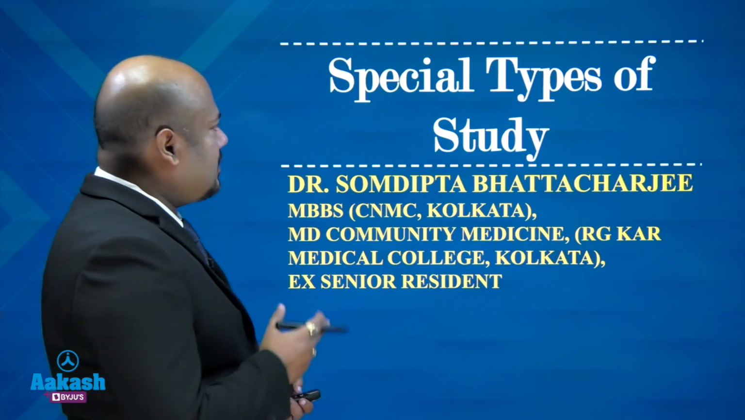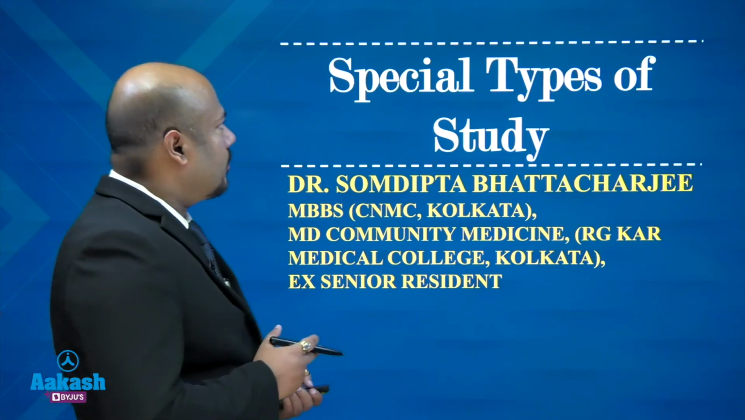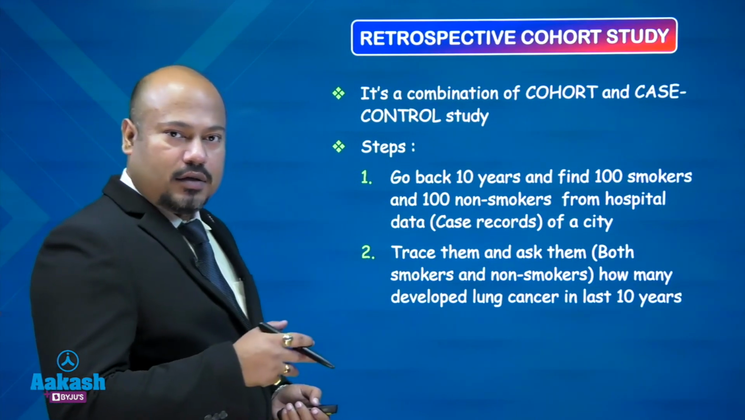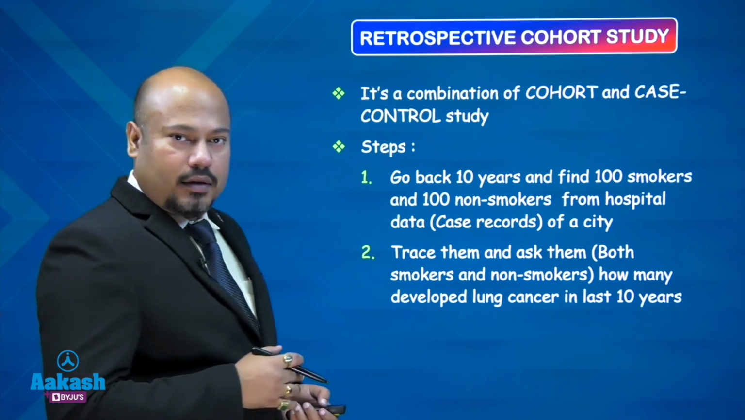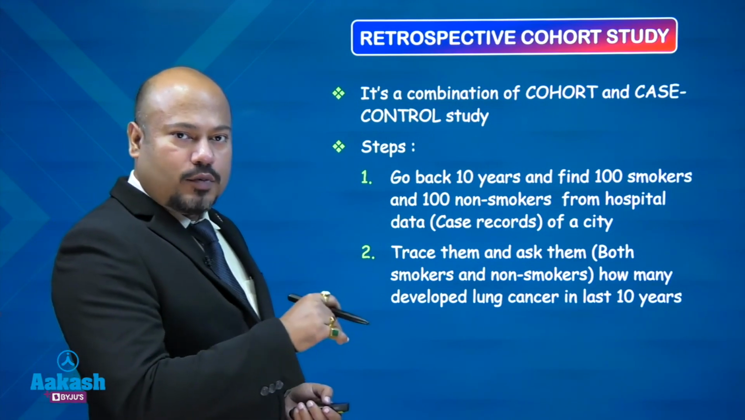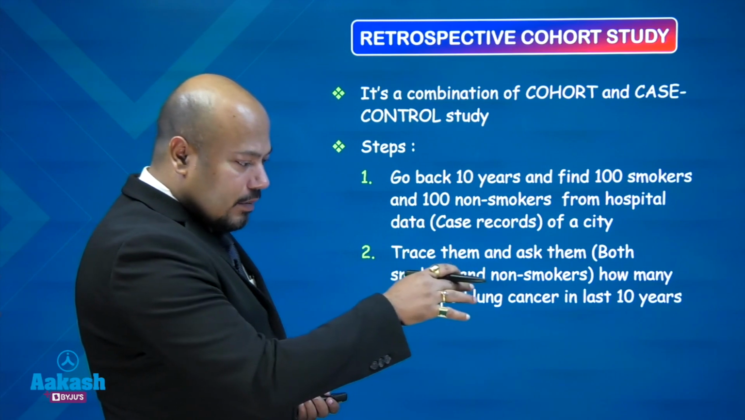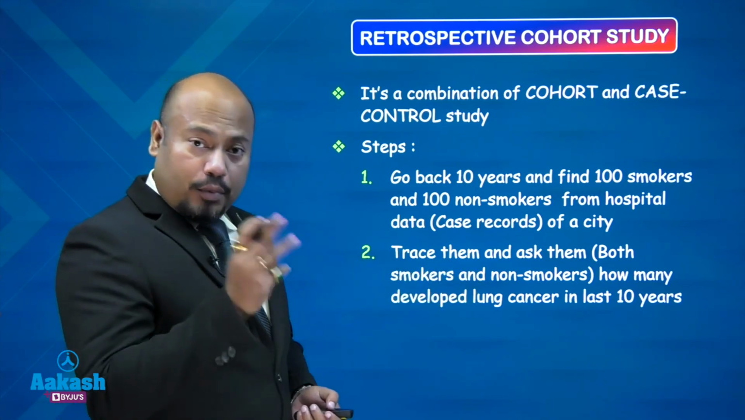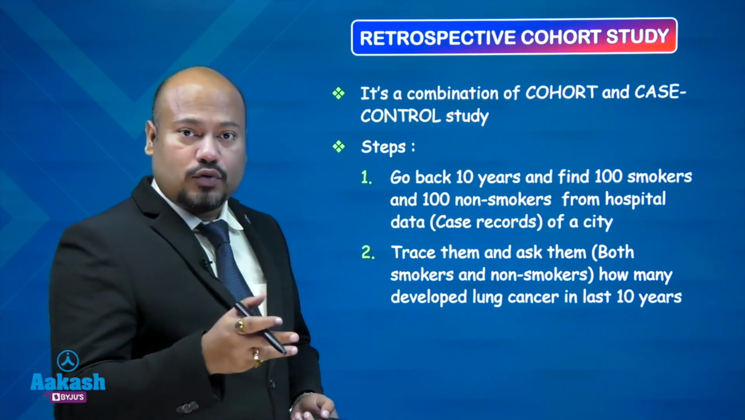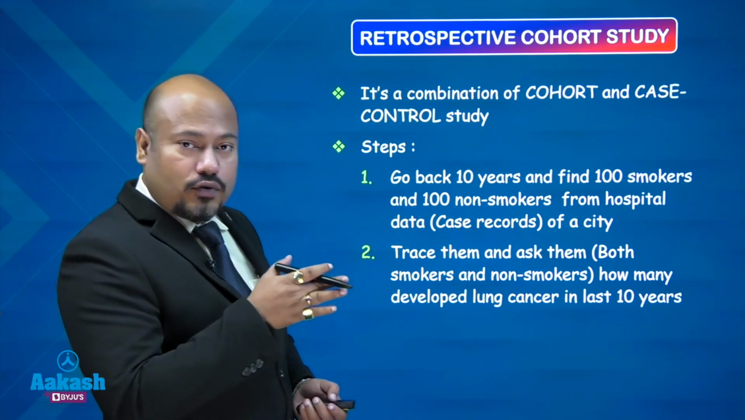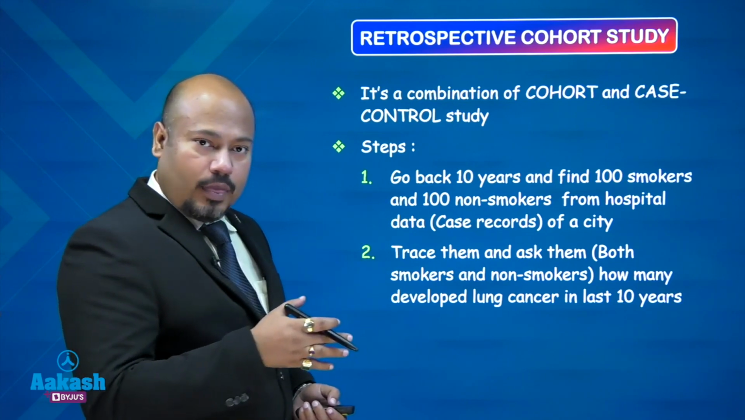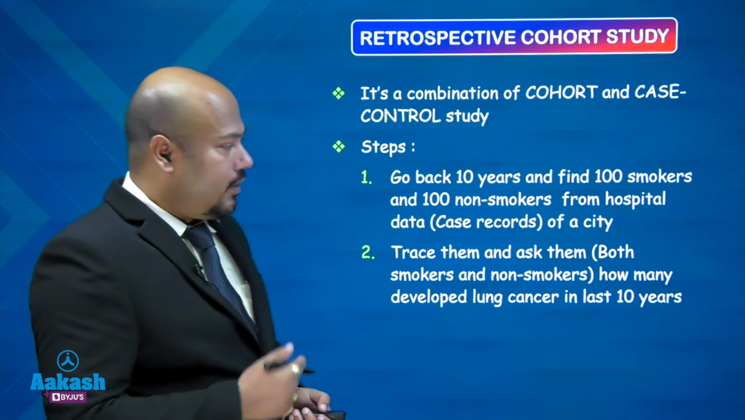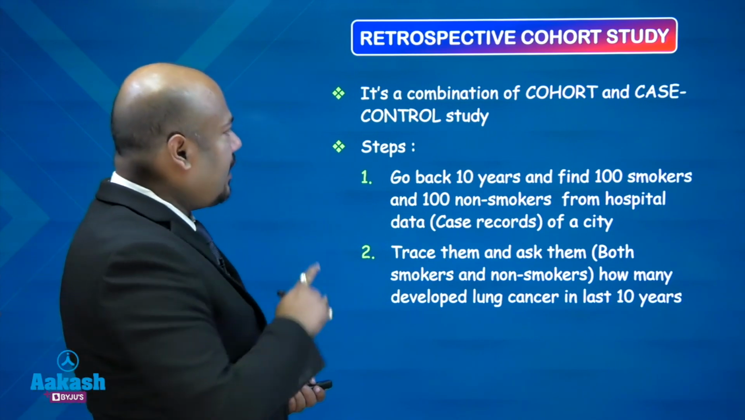Hello friends, let's discuss some special types of study, okay? Coming to retrospective cohort study. See, it's a combination of cohort and case control. Suppose you are going 10 years back and you collect 100 smokers and non-smokers from hospital data and follow them up to the present and see how many of them have developed lung cancer, both among the exposed and the non-exposed group, okay? So now you have a case control component where you went back 10 years. Now you have a cohort component when you come back to present, okay? So we say it's a combination of cohort and case control study.